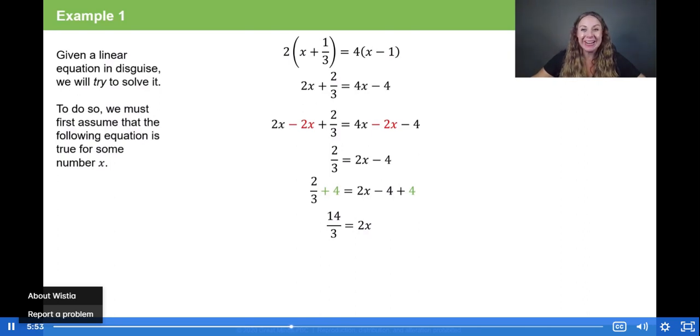We're almost there. Now we need to multiply each side of the equation by the reciprocal of 2, which is 1/2, to get 7/3 equals x.